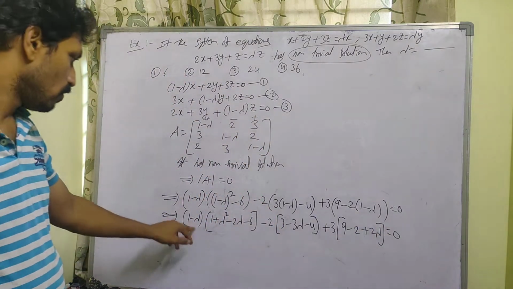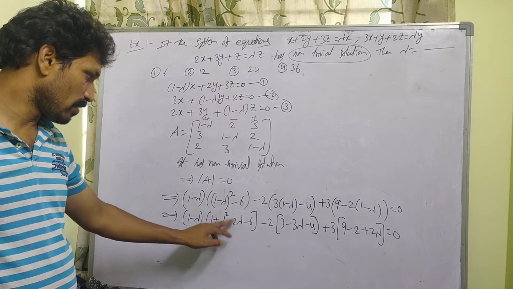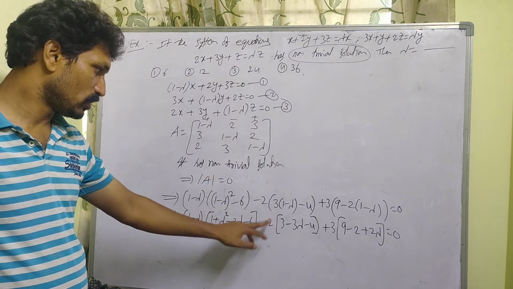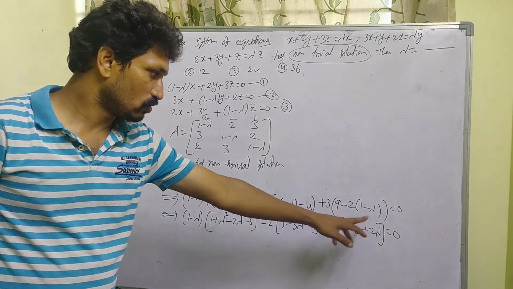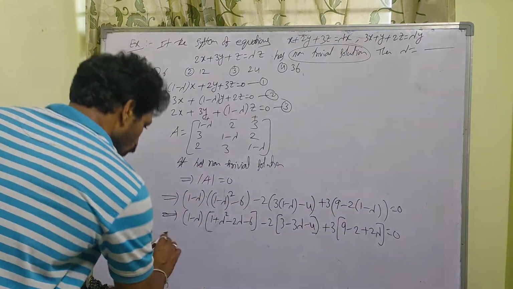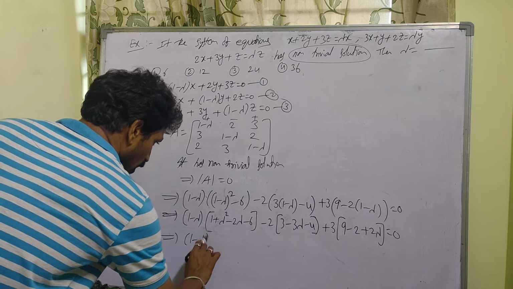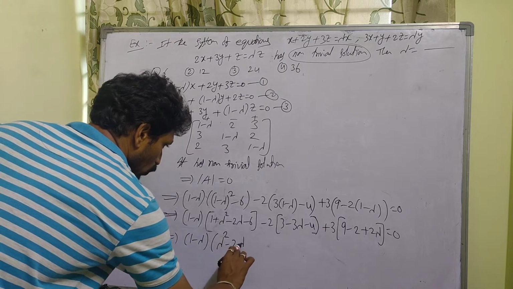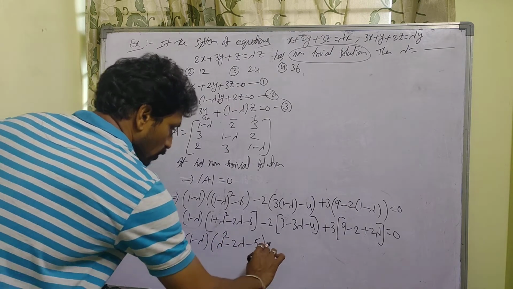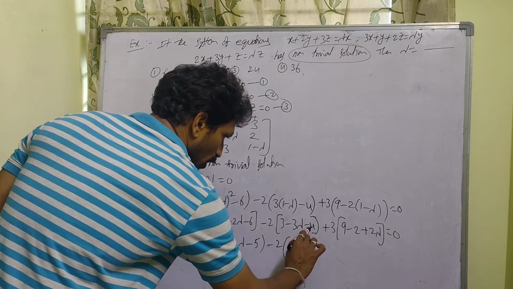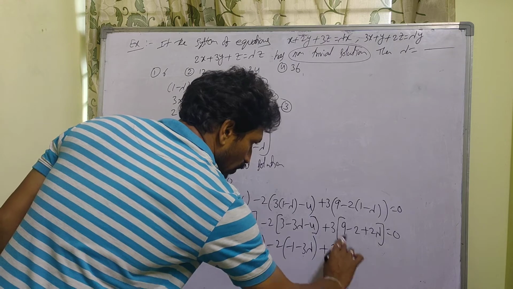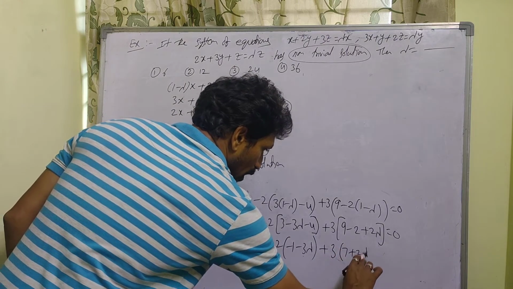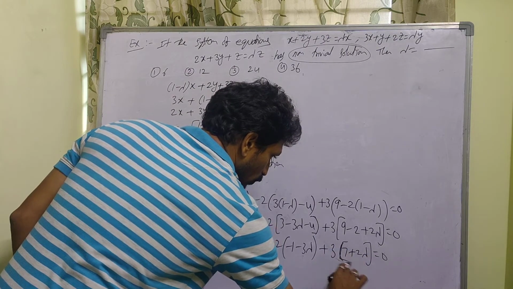Once you check it out, (1 minus lambda) into (1 plus lambda square minus 2 lambda minus 6), minus 2 into (3 minus 3 lambda minus 4), plus 3 into (9 minus 2 plus 2 lambda). Simplify here again: (1 minus lambda) into (lambda square minus 2 lambda minus 5), minus 2 into (3 minus 4 minus 1 minus 3 lambda), plus 3 into (9 minus 2, 7 plus 2 lambda) is equal to 0.